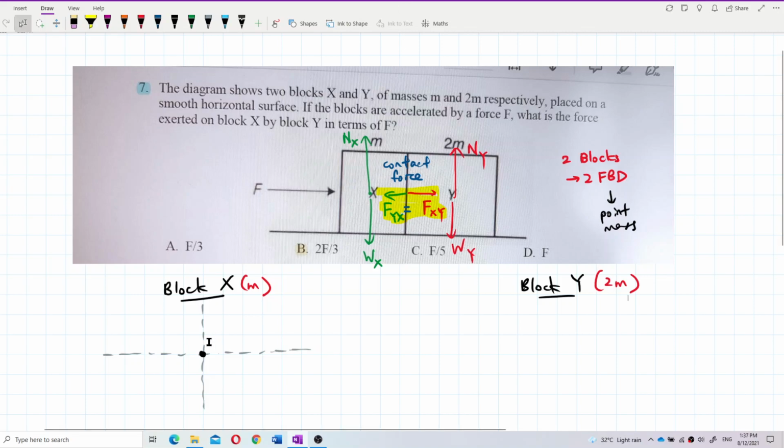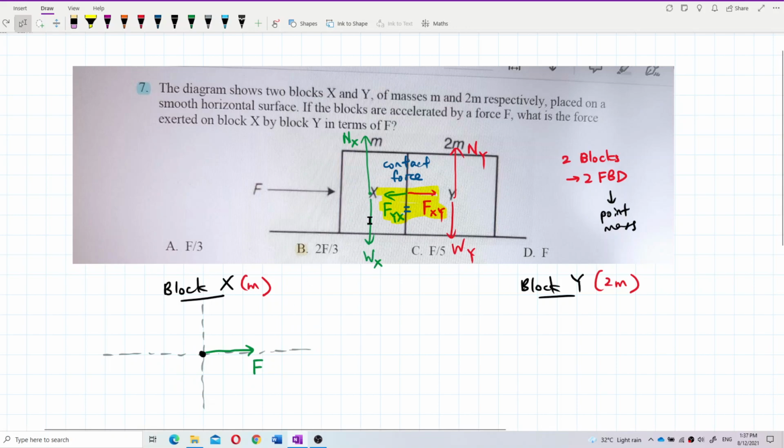So on block X, what are the forces acting? I drew already. We have the big force F pushing on it. It must go out of the point, not going in. Don't draw the F like this. Must draw all the forces going out of the point. Understand?